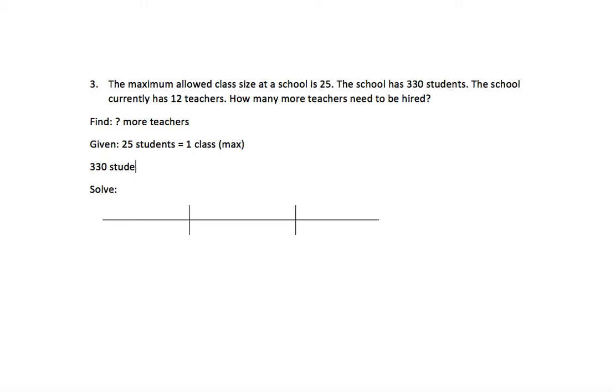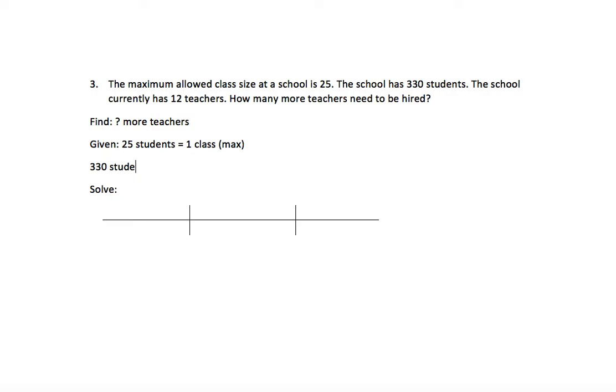So to solve it, we're trying to find more teachers, and the standalone number we have that's not equal to anything is 330 students. And we know that 25 students equals one class. So 25 students is one class. And we're kind of having to make the assumption here that one class equals one teacher. The real problem might explicitly say that, but if it does not, that's a safe assumption.